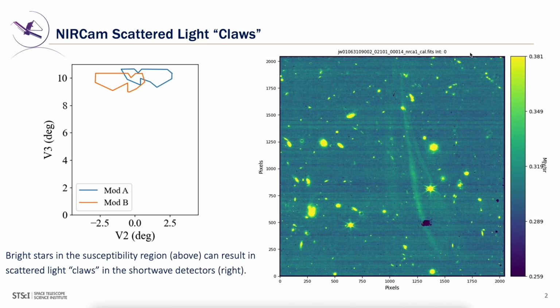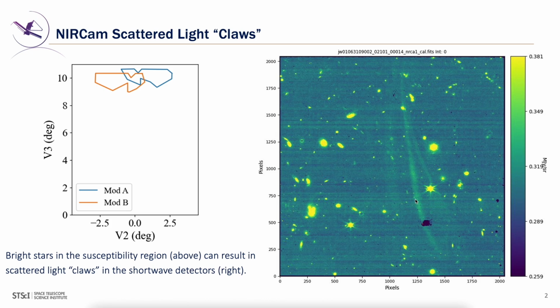Claws are scattered light artifacts that appear in NIRCam shortwave detectors when bright stars fall within a specified susceptibility region, shown in the plot above. This region is located several degrees away from NIRCam's actual field of view, which is centered at the origin of this plot. So when a bright star lands in that region, its light can enter the telescope through what's known as a rogue path. After bouncing around via several internal reflections, that light eventually reaches the shortwave detectors, creating a characteristic claw-shaped pattern like the one you see here on the right.